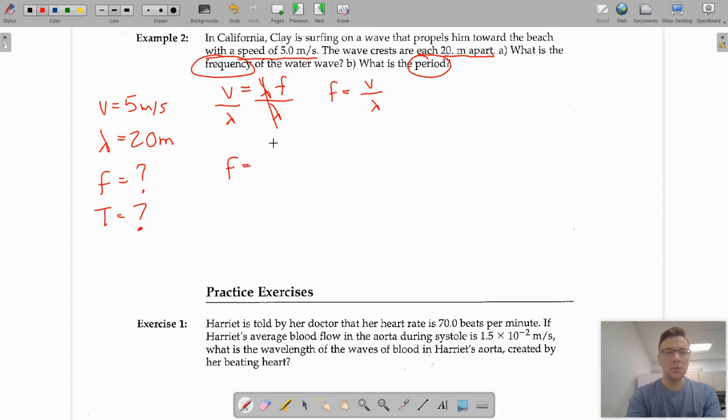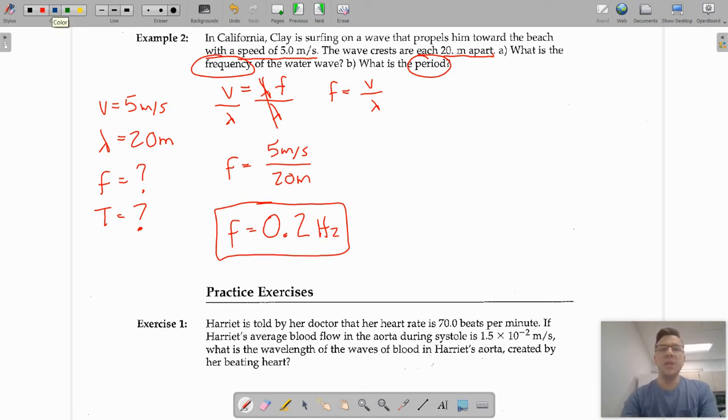Frequency is equal to 5 meters per second divided by 20 meters. So your frequency here is going to be 0.2 hertz. Okay, so there's part A.